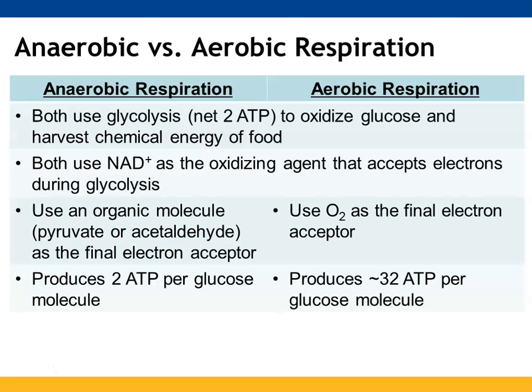We're using a less electronegative electron acceptor with the anaerobic respiration, the pyruvate or the acetaldehyde, while in aerobic you're using oxygen. You do not make any more ATP when you go through fermentation, so the 2 ATPs that you got from glycolysis are all that you get with anaerobic respiration. While with aerobic respiration, much more bang for your buck, approximately 32 ATPs per glucose molecule.